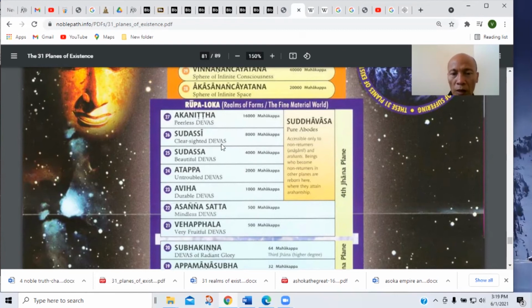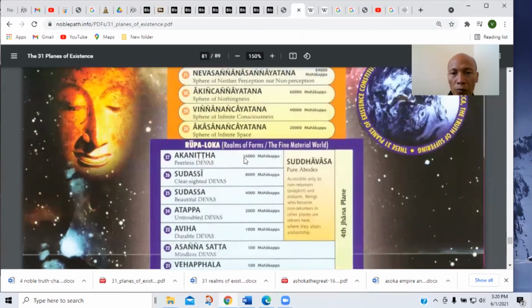The clear side devas live up to 8,000 Mahakapas. The fearless devas live up to 16,000 Mahakapas. So 16,000 times 1.344 trillion years. See how long they live. And that is the fourth jhana.